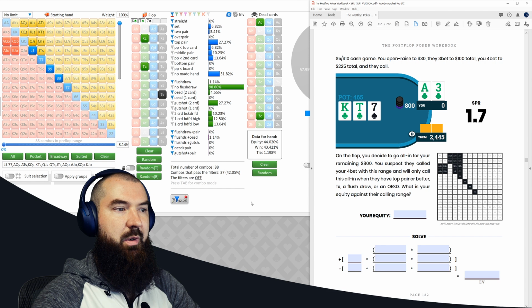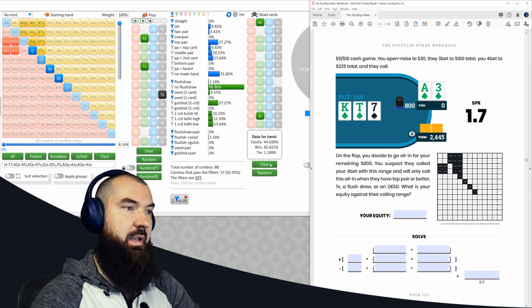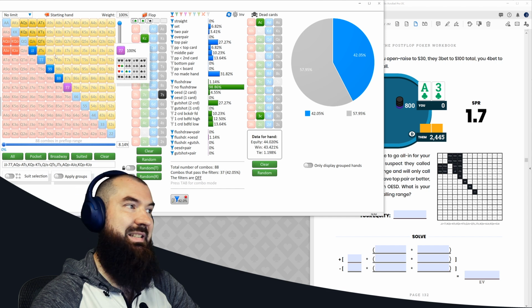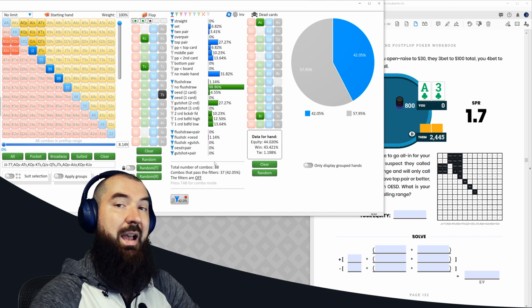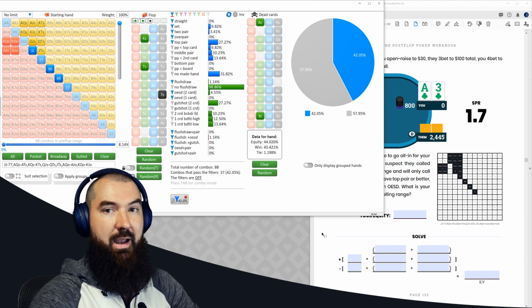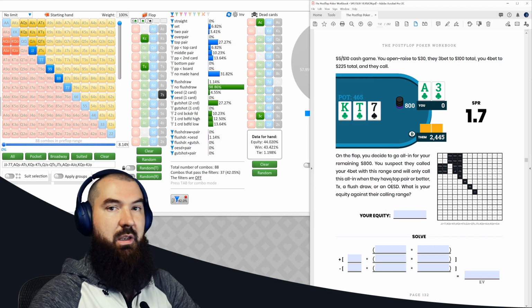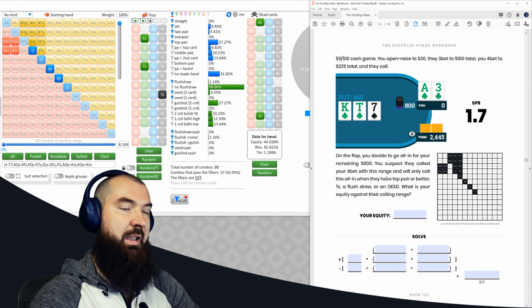So we need our equity, but we don't need our equity against their entire range. Right now, this 44% equity we see over here is against the entire range they have right this moment. But what we actually are interested in is what is our equity against their calling range. When we shove, they call, what's our equity at that point? So we have to start by plugging in the filters for the hand types that we selected in the prompt.